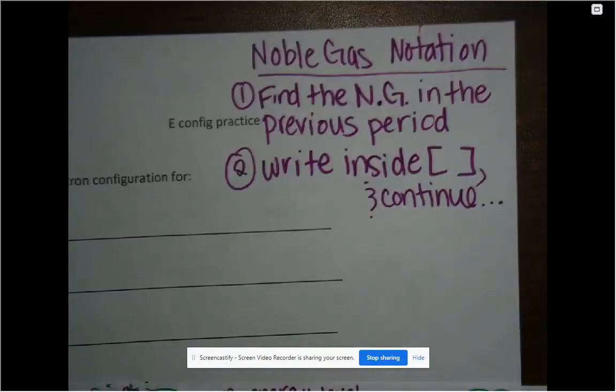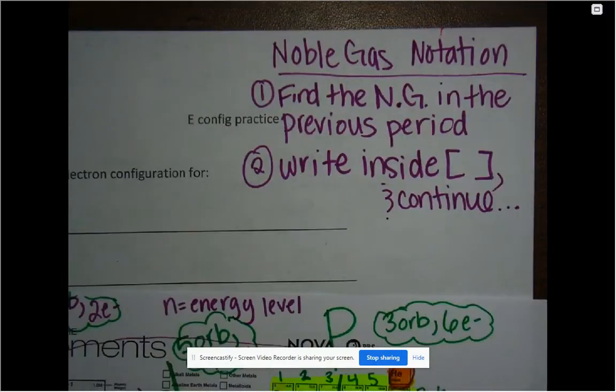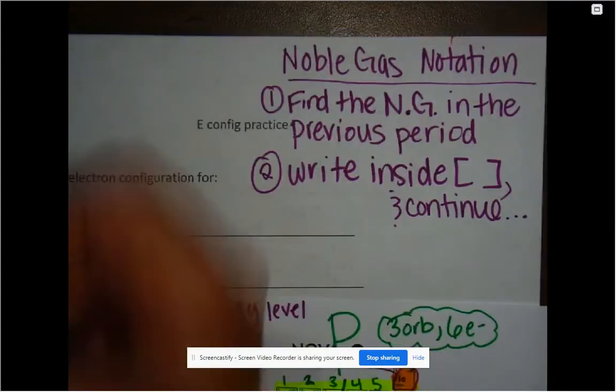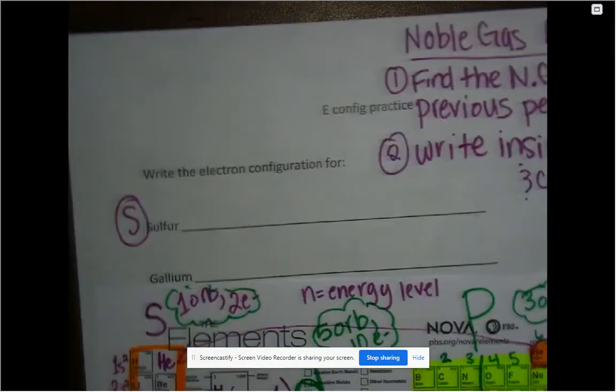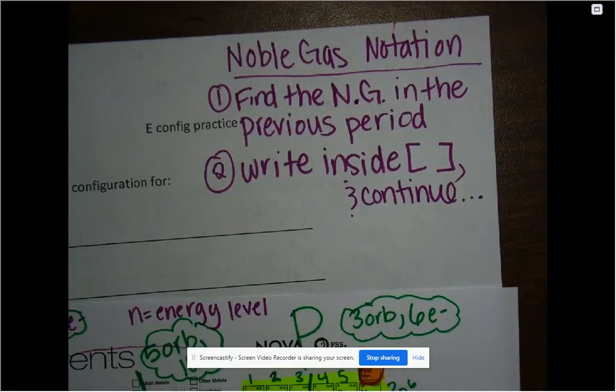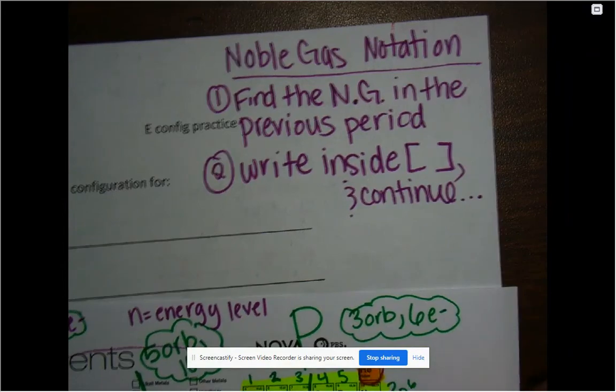So let's all find sulfur. We got to figure out where sulfur is. What sub-level is sulfur in? And sulfur is S, by the way. Sorry. I guess I have to remember that. We don't always know that. So sulfur is S. So it is in the P sub-level. Good. So we're right here.